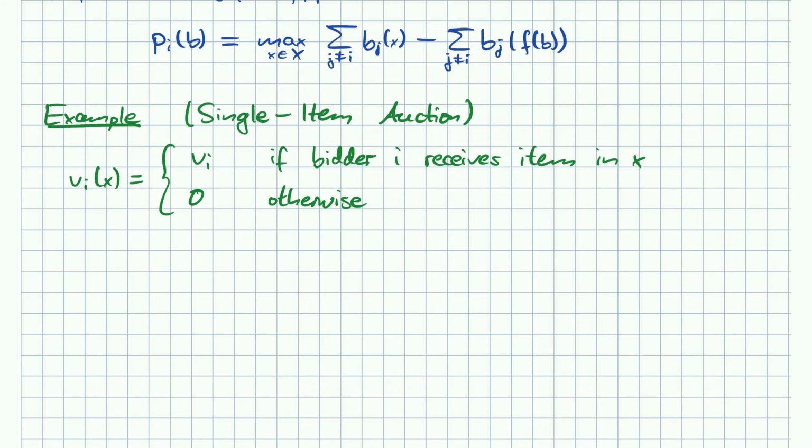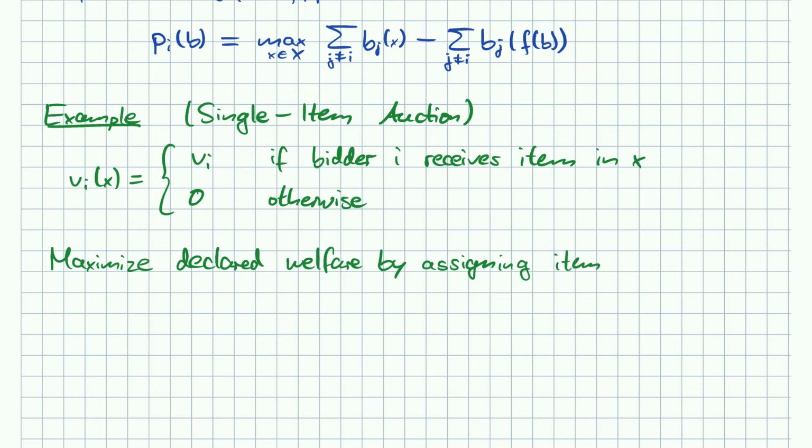How would I now maximize declared welfare? How would I do this? I would assign the item to the bidder who bids most. And how much will they have to pay now? Let now i star be the bidder with the highest bid.